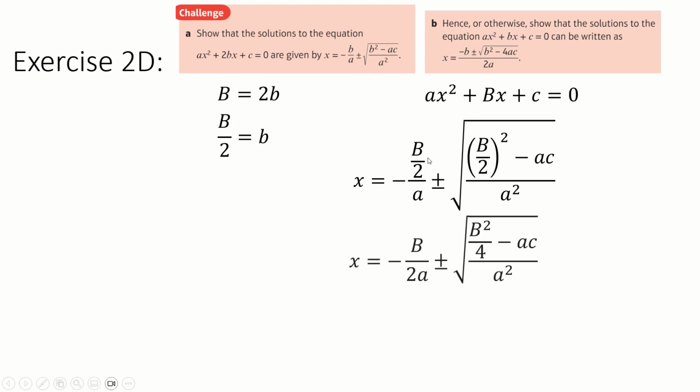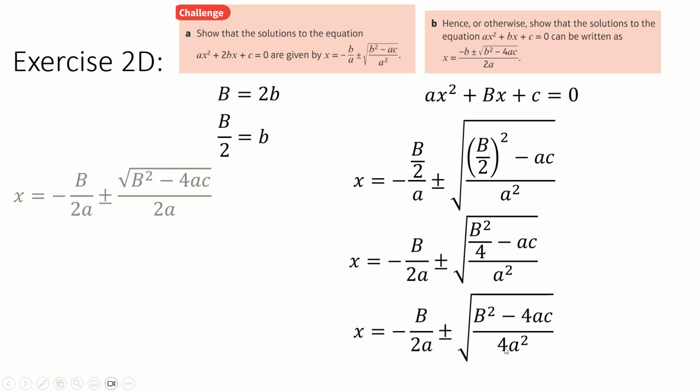Likewise over here, this 2 can go down to there. This 4, I could just multiply top and bottom of this fraction inside the root by 4 to make b squared minus 4ac over 4a squared. And then, of course, when I root this, I can root the top and bottom separately. The root of 4a squared is 2a. And then these have the same denominators, so I can combine them together.